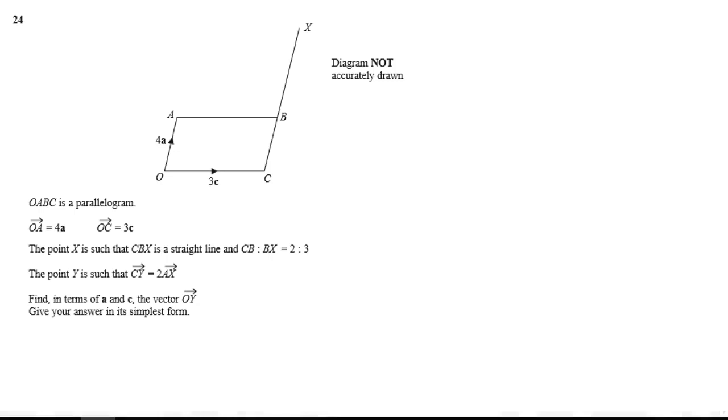Question number 24 is: OABC is a parallelogram. OABC. So these sides are parallel and these two sides are parallel. This is 4a. This is also 4a. These are parallel. This is 3c. So this also is 3c.